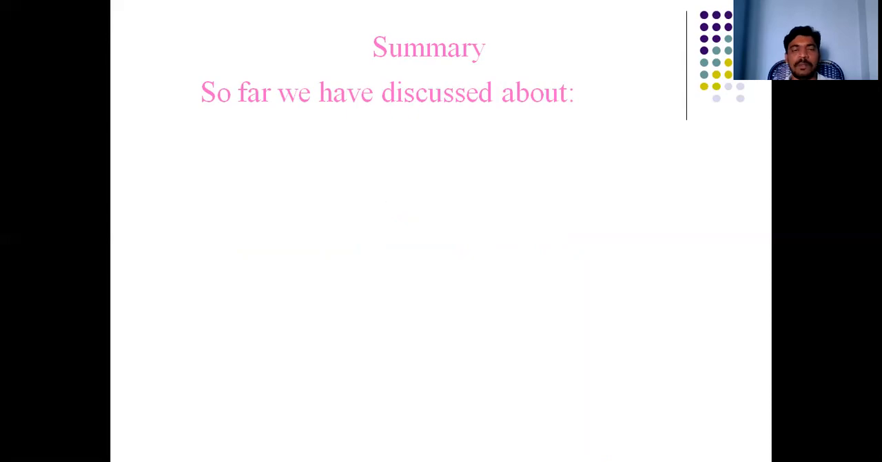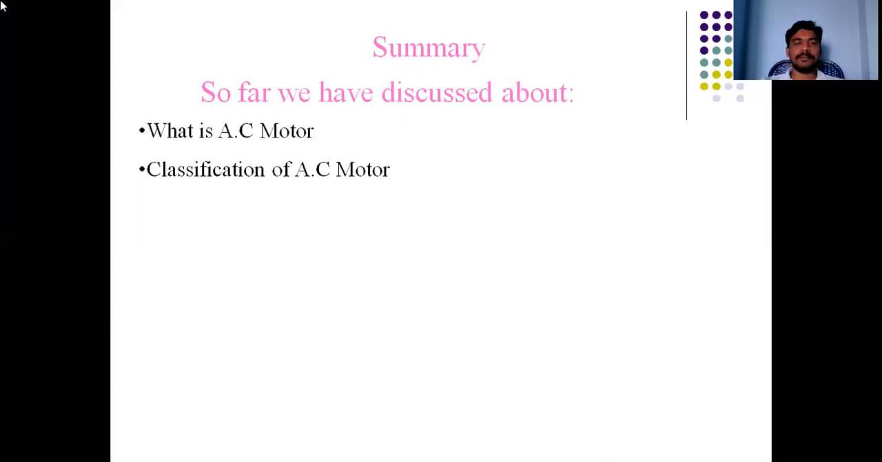So today's objectives are completed. Once we recall what we discussed so far, first the classification of motors. We can classify the AC motors based upon the supply, based upon the location, based upon the speed, different types of configurations. Supply: single phase, three phase. Speed: constant speed, variable speed, adjustable speed. Location: submersible, surface mounted. Different types of classification we have discussed.